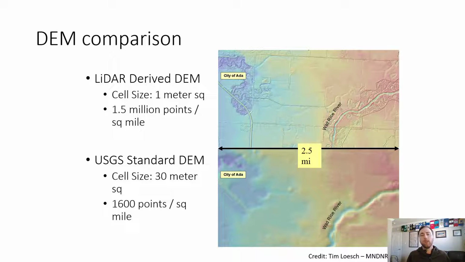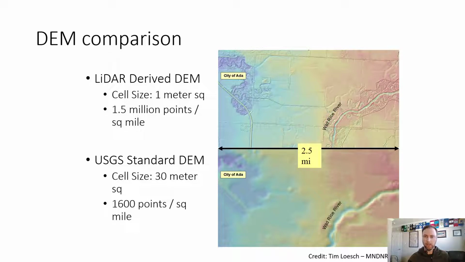LiDAR-derived DEM, much greater scale. So cell size maybe 1 meter, or at this point even higher resolution than that. To give you an idea of how significantly different those scales are, on a USGS standard DEM, we're looking at about 1,600 points per square mile. Compare that to 1.5 million points per square mile in a LiDAR DEM. And again, that's a fairly low resolution DEM these days. We can find high resolution DEMs that actually have a spatial resolution of 1 centimeter, right? So basically an order of magnitude higher resolution than what we're talking about right here.